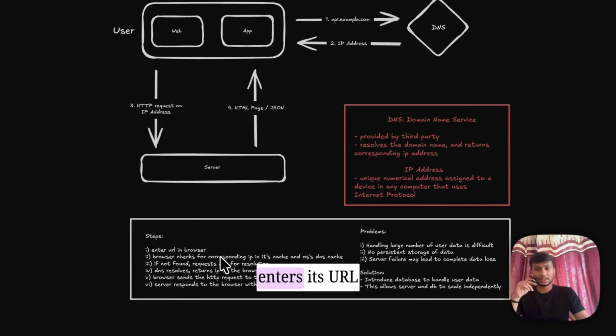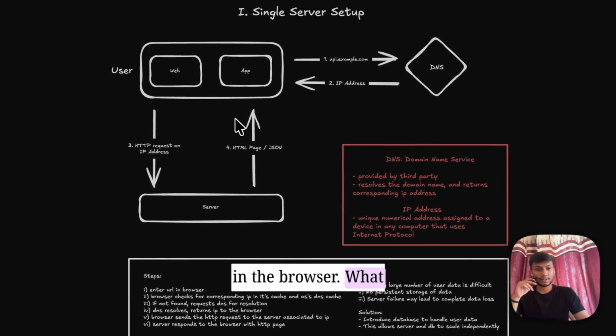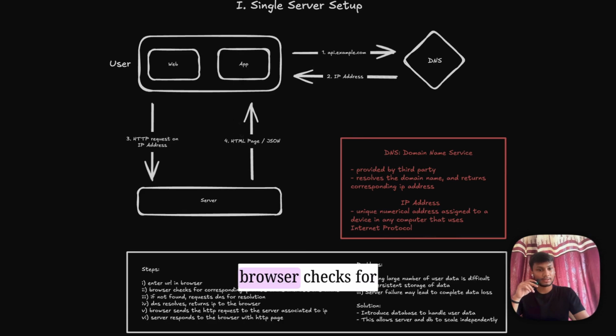First of all, the user enters the URL in the browser. What happens next is the browser checks for the corresponding IP in its cache or in the operating system's DNS cache. If the corresponding IP address is not found in the cache, then it sends a request to the DNS server in order to resolve the IP. The DNS server fulfills the request and sends the IP address back to the user.